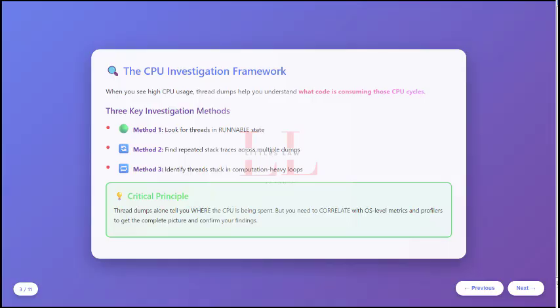So think of it this way. Thread dumps are like taking snapshots of a busy kitchen in a restaurant. You can see who is cooking, but the OS metrics tell you which stove is burning the most gas. And the profilers are like time-lapse photography, which shows you exactly how long each dish takes to prepare. So this combination of techniques is what makes the difference between guessing and actually solving CPU problems.